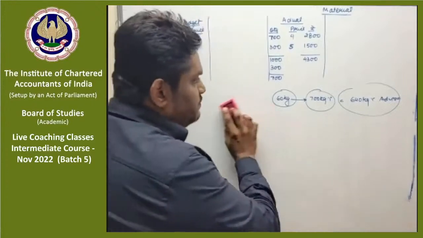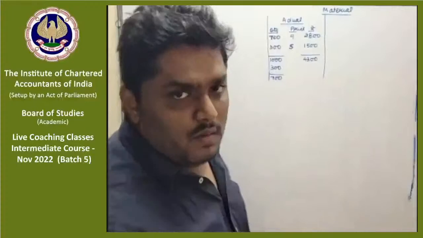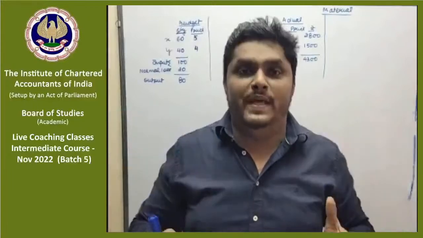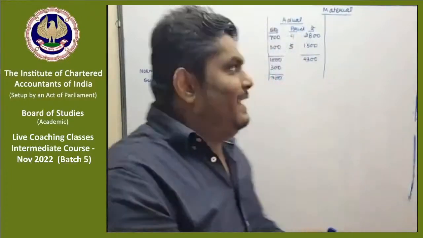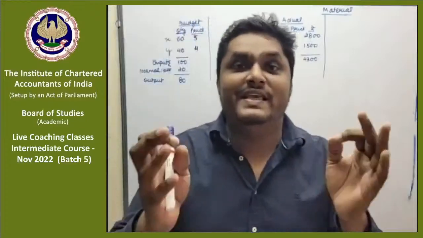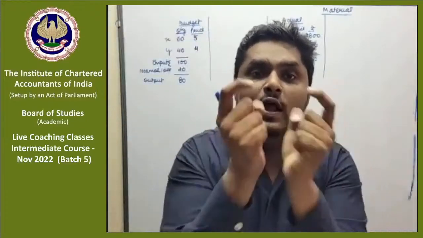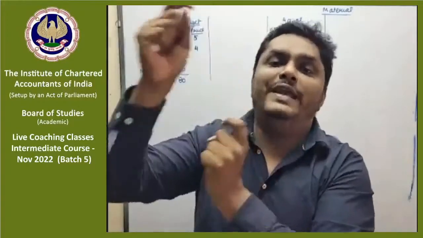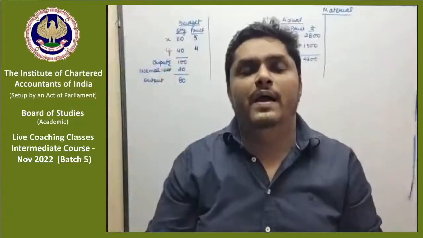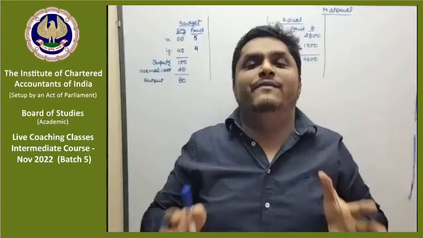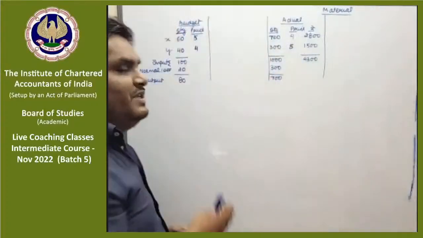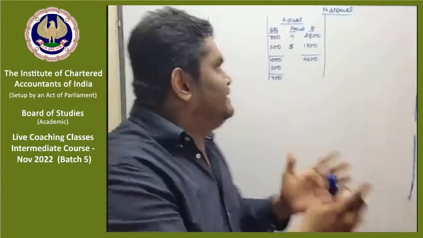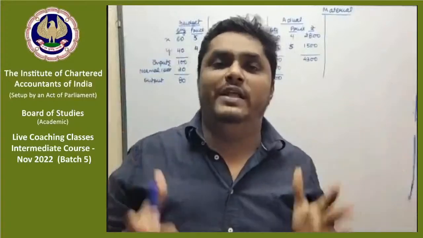So, my final conclusion is these two figures are not comparable. Why? I repeat again, guys, this budgeted data is given for every 80 units. For every 80 units, you have to use 60 units of X, 40 units of Y. The total input will be 100, 20 will be the normal loss, and 80 will be the output. So this budgeted data is given for 80 units of output. It means for every 80 units, you have to use 60 kgs of X and 40 kgs of Y.